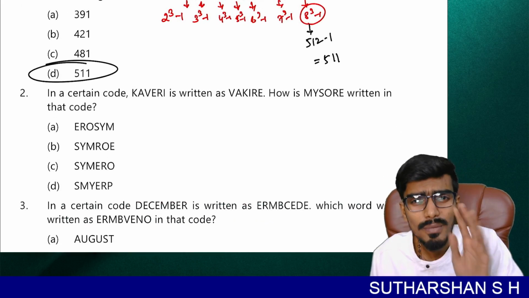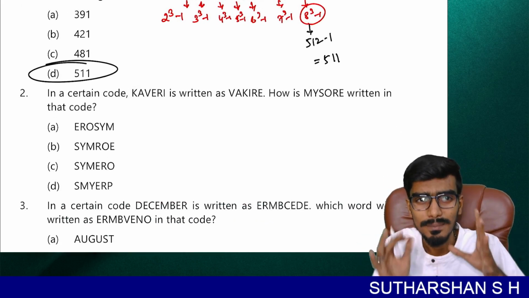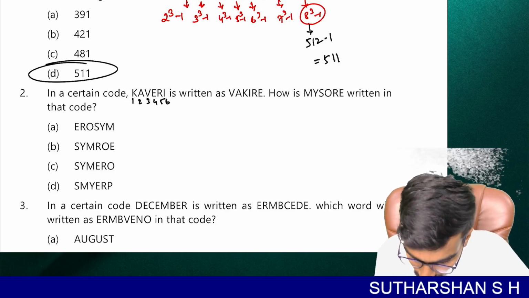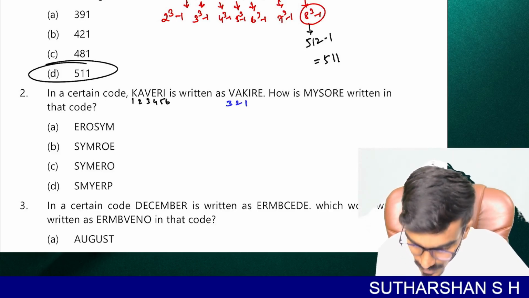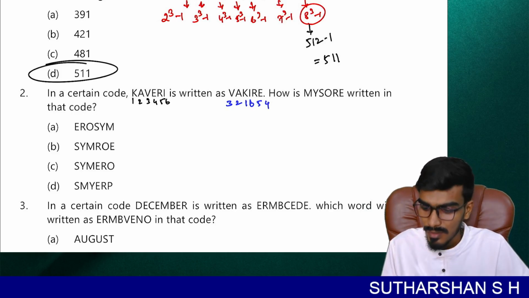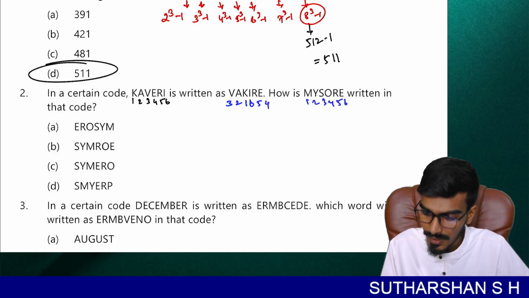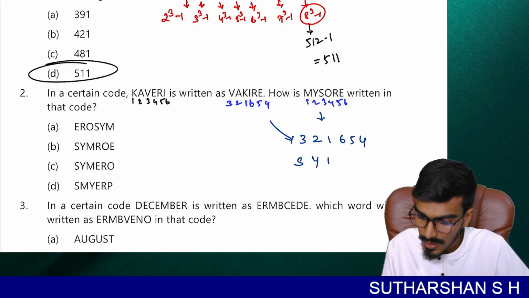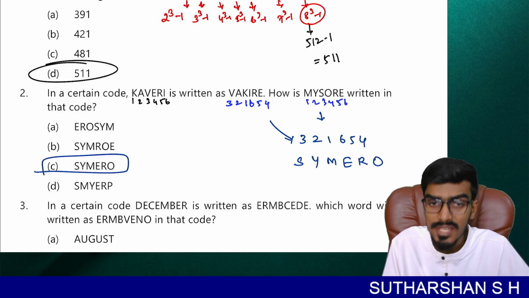Now come to question number 2. Easily we will do this. 1, 2, 3, 4, 5, 6. What is V? 3, 2, 1. I is 6, R is 5, E is 4. Done. What we are trying to do is take the values and write 3, 1, 2, 6, 5, 4. Just copy these values and write them. S is 3, 2 is Y, 1 is M, 6 is E, 5 is R, 4 is O. Just go with option C as your answer.